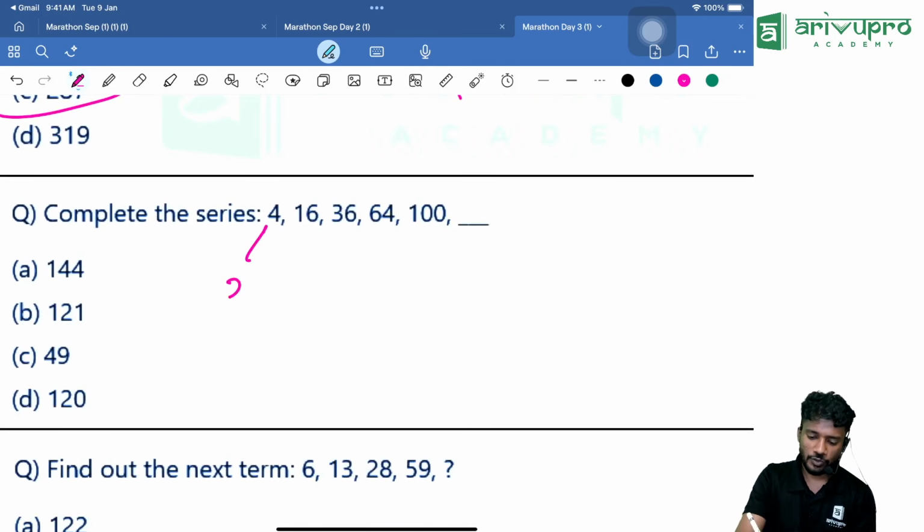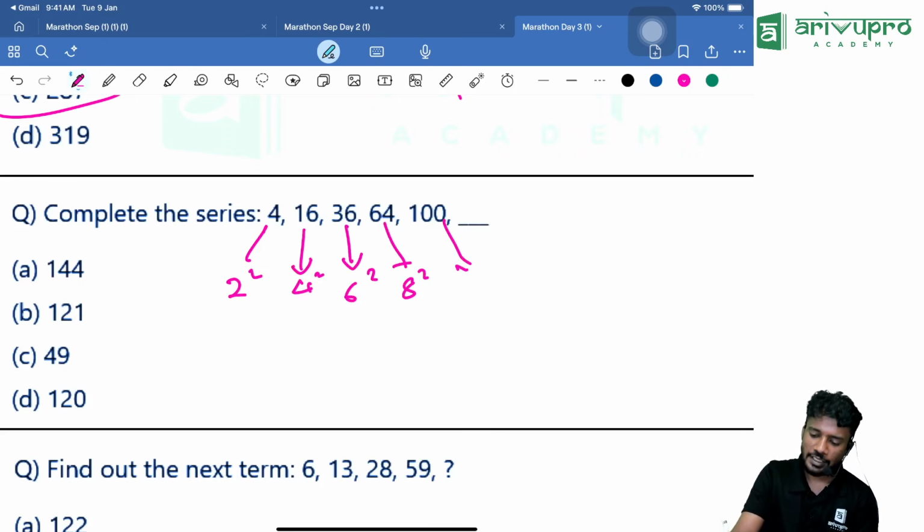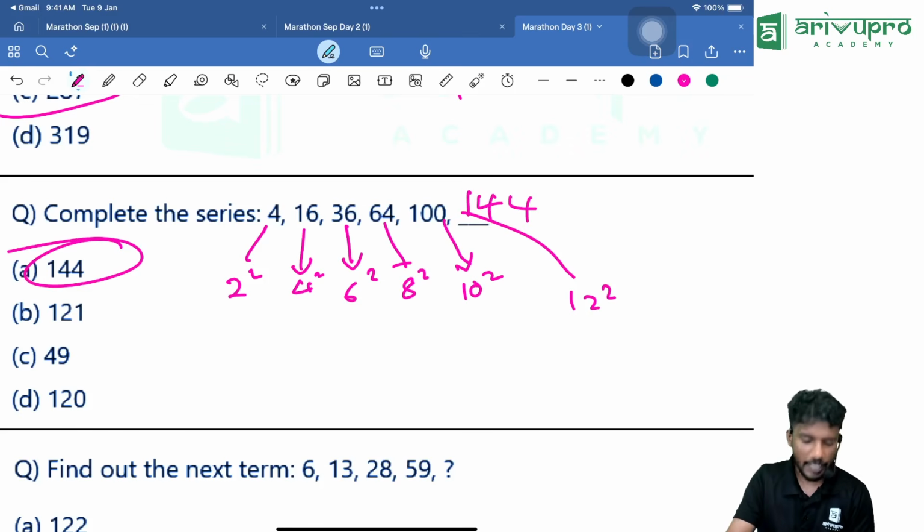Now tell me what is the next number. First one is 2 square. This is 4 square. This is 6 square. This is 8 square. This is 10 square. Next one will be 12 square. What is the answer? 144. Option A is your answer.